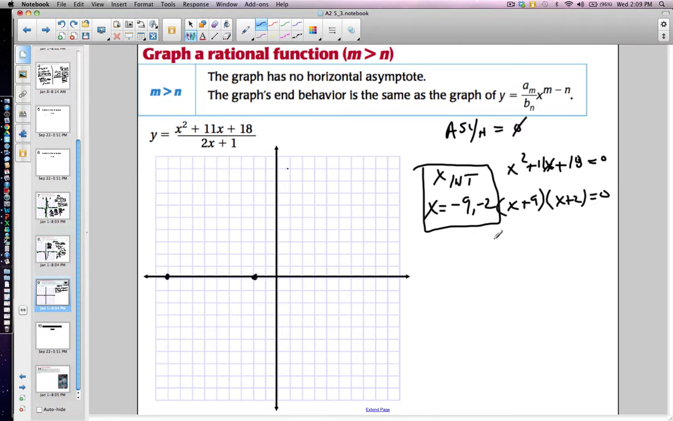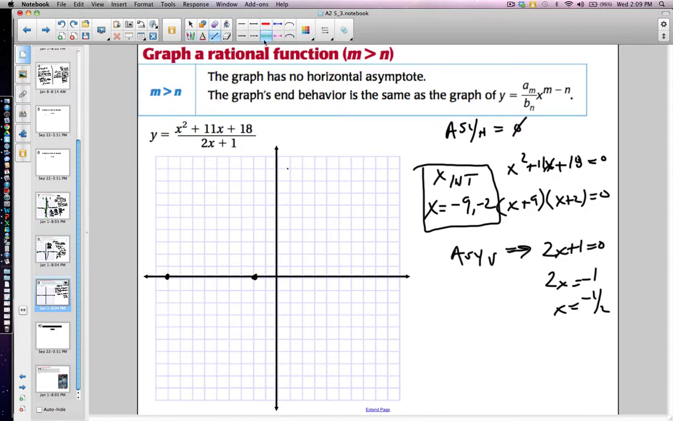So that's helpful. So -9 and -2. All right, if I want to find the vertical asymptotes, 2x plus 1 equals 0. So 2x would be equal to -1, so x would be equal to -1/2. So I'll have a vertical asymptote at -1/2. Okay, so just to evaluate what I've got here, I've got 2 points on the left of this vertical asymptote, no points on the right side.